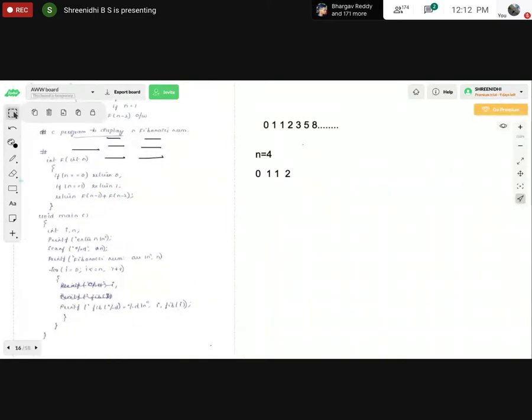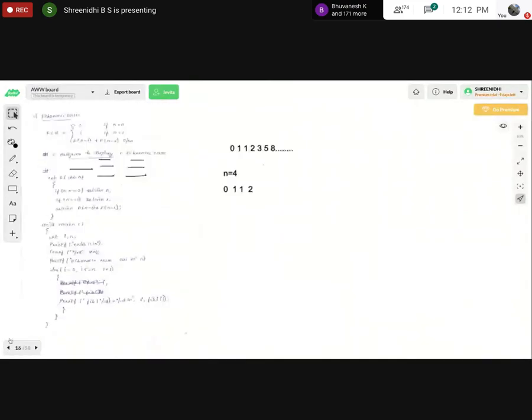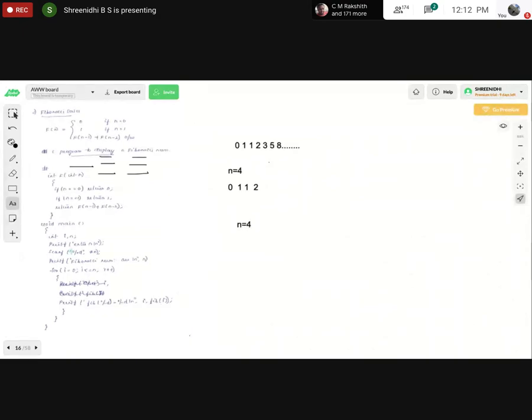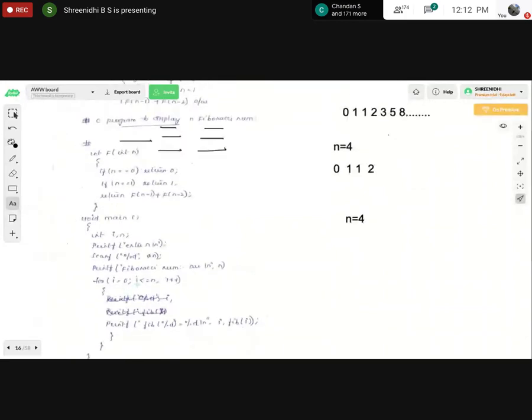We'll trace the program. We'll take an example of this. So my n is equal to 4. So next, Fibonacci numbers: for i is equal to 0, i less than or equal to n, i plus plus. printf fib of %d is equal to %g, fib of i. What is this i? i starts from 0.